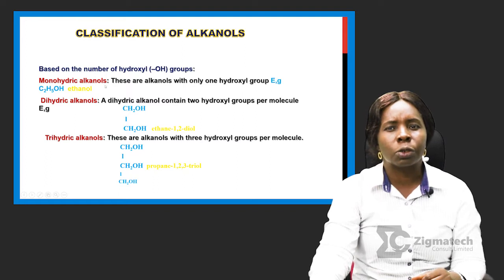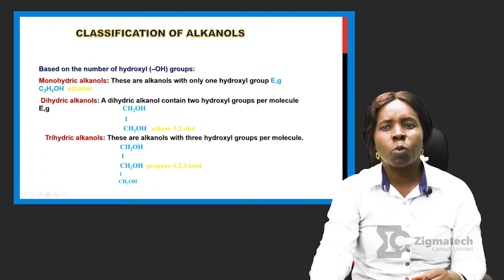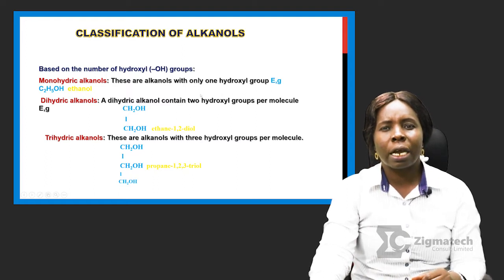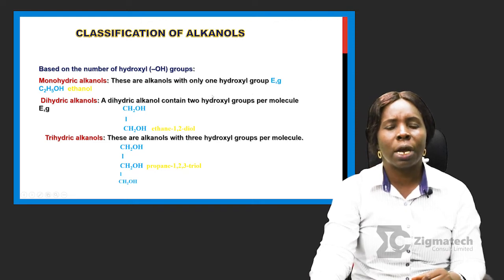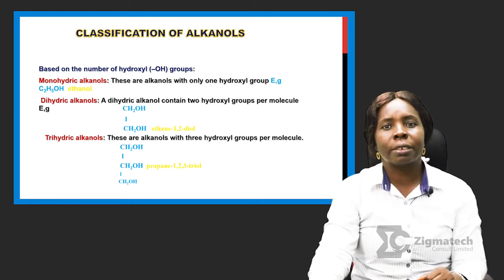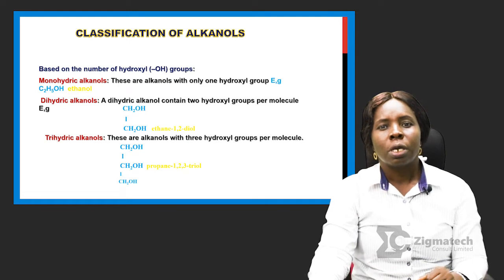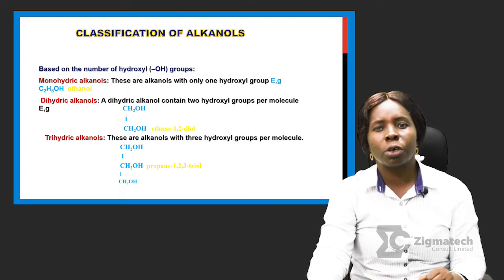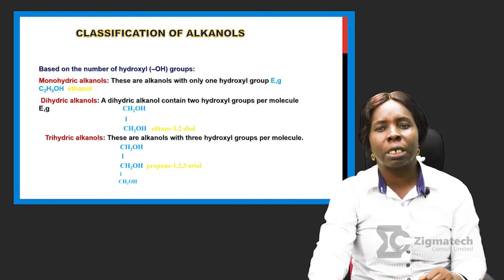Monohydric alkanols are alkanols with only one hydroxyl group. Alkanols with only one hydroxyl group are called monohydric alkanols. An example is ethanol, and the other examples I've given earlier are all monohydric alkanols because they only contain one hydroxyl group. Another classification is the dihydric alkanol.